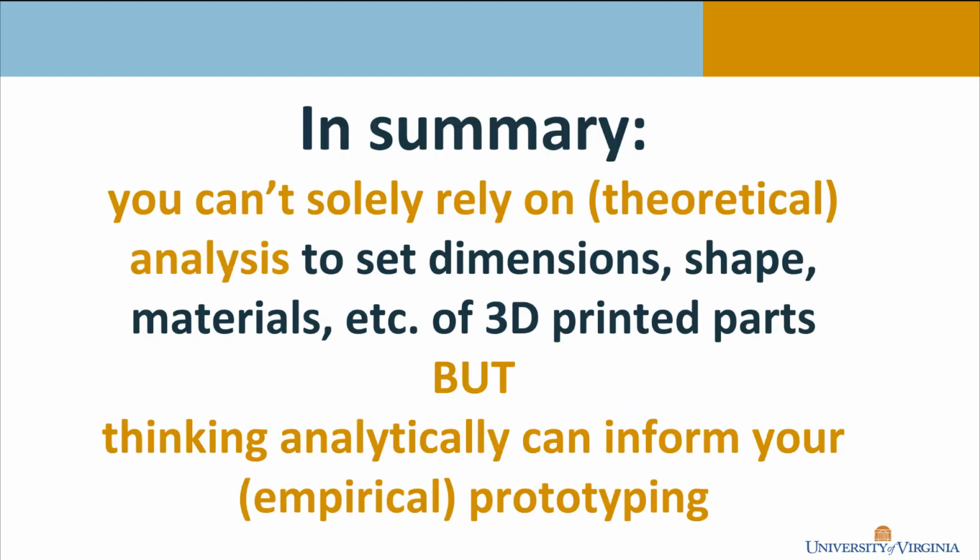So in summary, you can't solely rely on theoretical analysis to set dimensions and shape and materials, et cetera, of a 3D printed part. And with a metal part, you can get pretty close to doing that, or even fully do that. And so with 3D printed parts, using prototyping to figure out when something's going to break is important. That said, thinking analytically can inform your experimental, your empirical prototyping. And that's what we're going to talk about, how it can do just that, in the rest of the video.